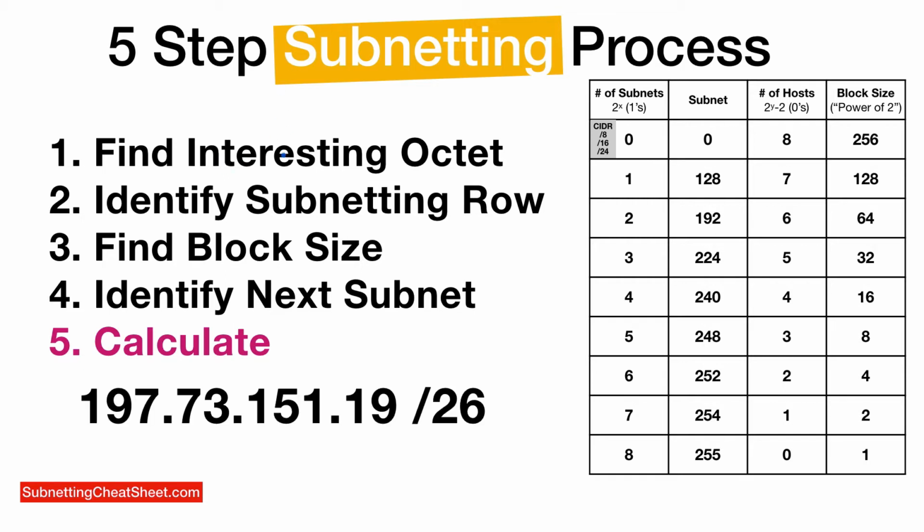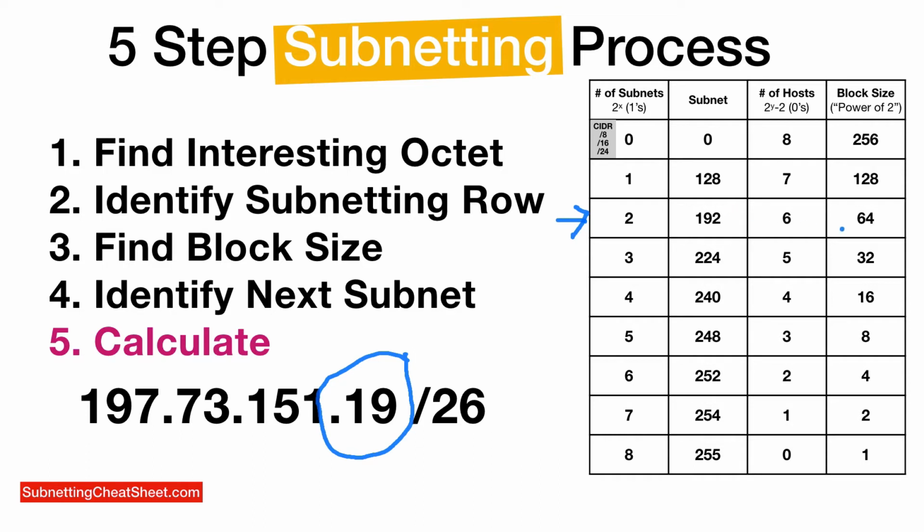Step one, find the interesting octet. We found out that this was the one using one of four methods. Next is identify the subnetting row. Remember, you start from row zero and count from the nearest CIDR without going over. So for /26, we go 24, 25, 26. And we've identified this as the subnetting row where we would get all the answers for our subnetting problem.